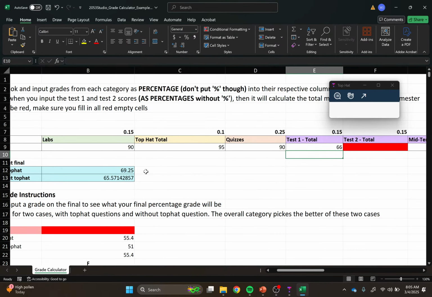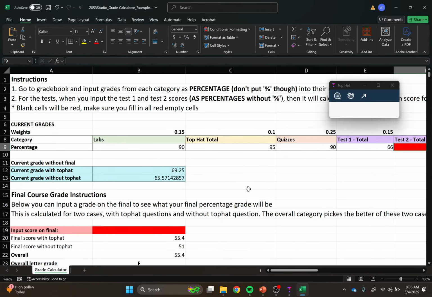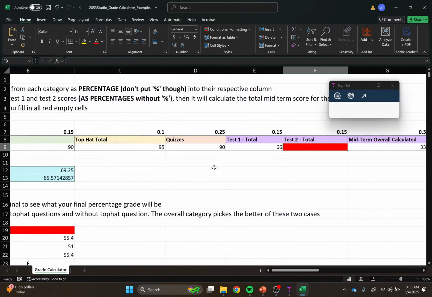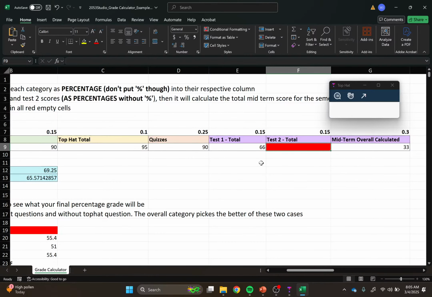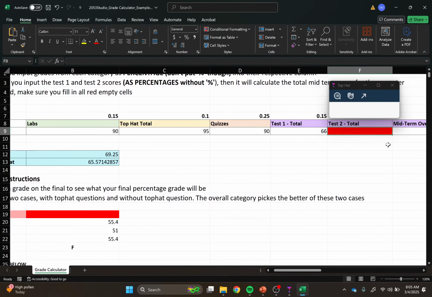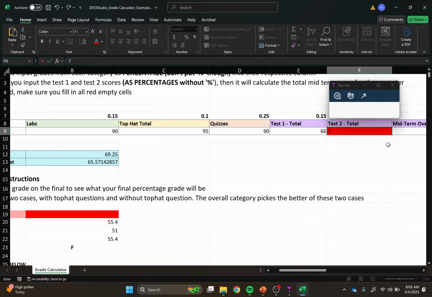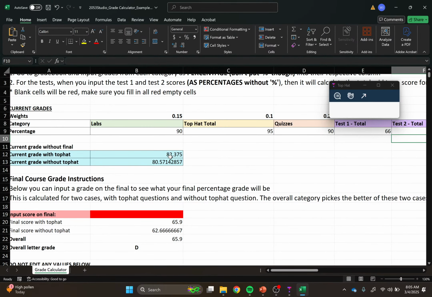This current grade does not include the test. Actually, it's taking the midterm overall, so this looks bad. You do need to put in your test 2 total. If you want this number to be something reasonable, you have to make up a number for test 2. I don't care, let's say 70. Great. If you got a 70, this would be your grade with Top Hat. This would be your grade without Top Hat. It takes the higher of the two.